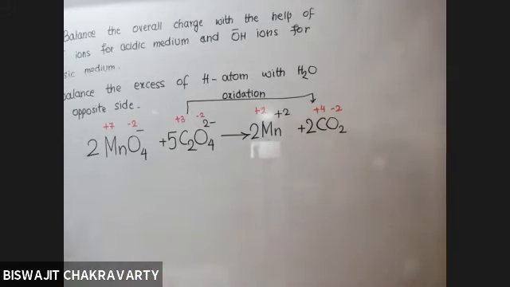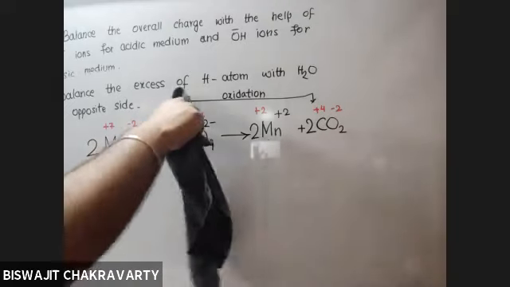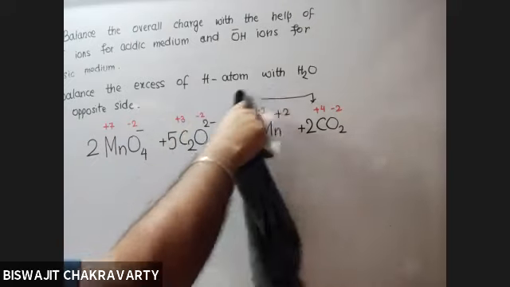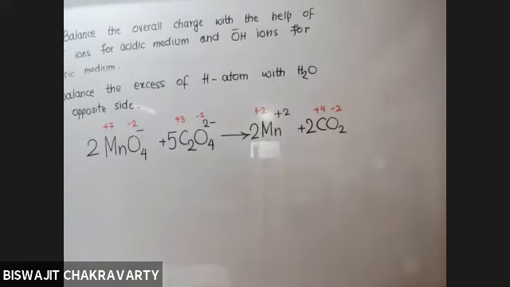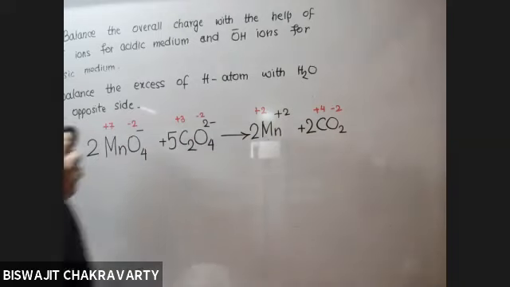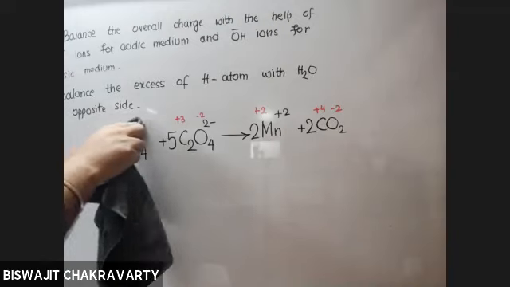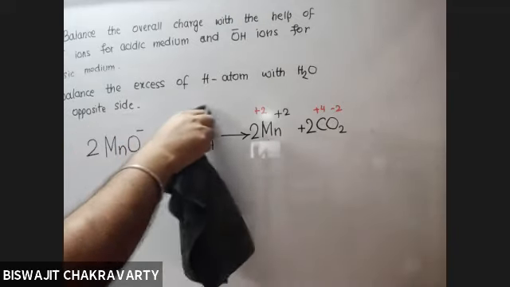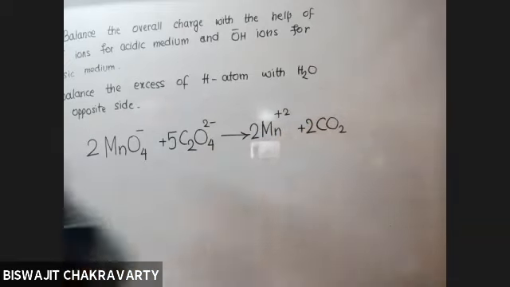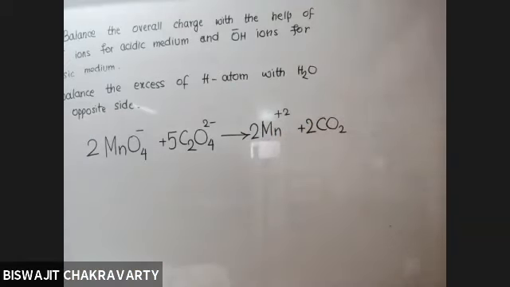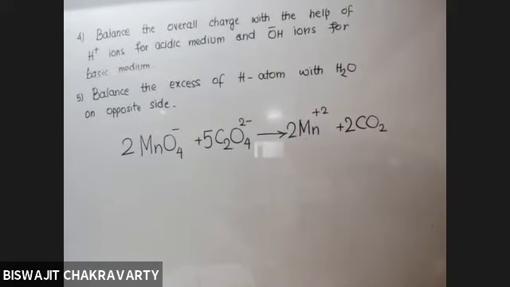Now what is the next rule? First you have to calculate the overall charge. You don't require individual oxidation numbers now. So what is the overall charge on the left hand side? Tell me.